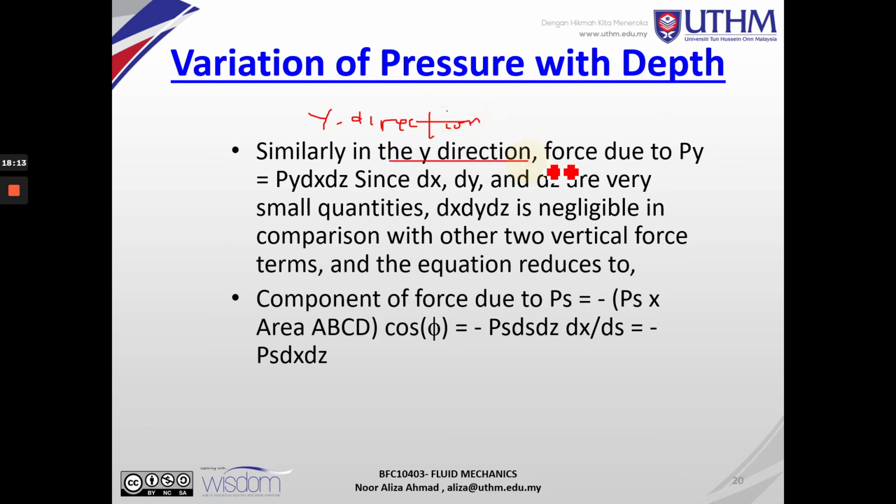The y direction force due to Py is equal to this one. Dx and dz are very small quantities, so dx dy dz is negligible in comparison with the other two vertical force terms, and the equation reduces to this one. So Py is equal to negative Ps times the area ABCD cos θ, and we get the equation. So this is for the y direction.